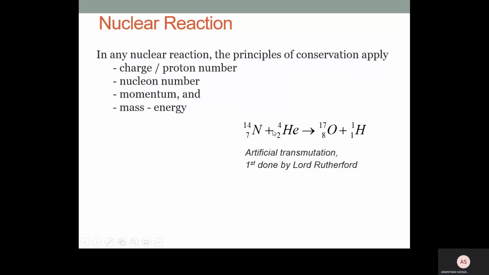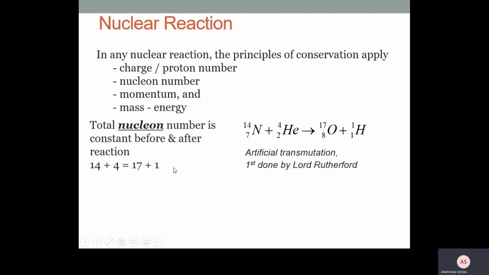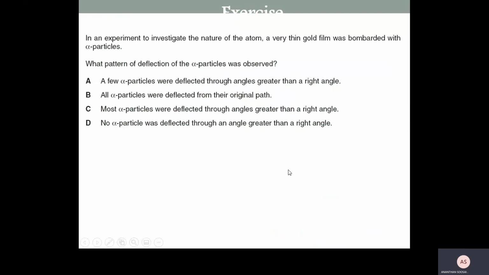So the total nucleon number is constant before and after, and so is the total proton number. This is easy. Okay, one question.